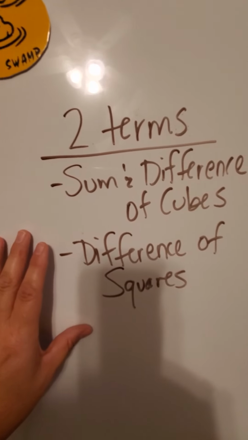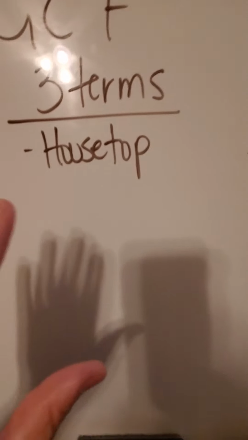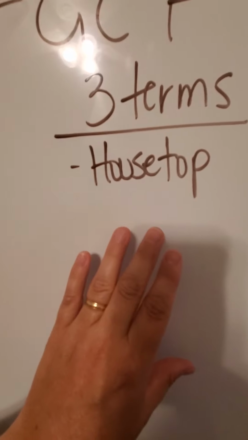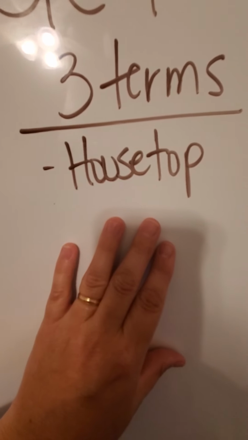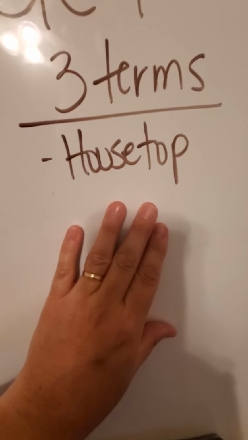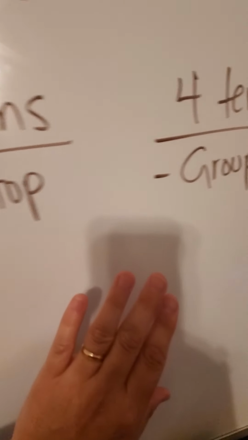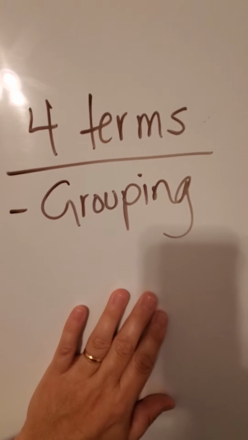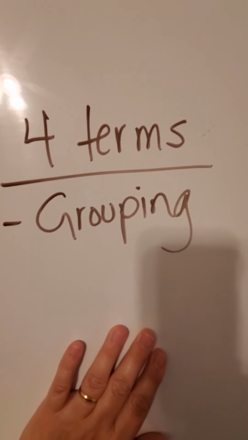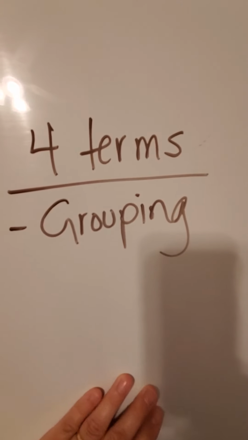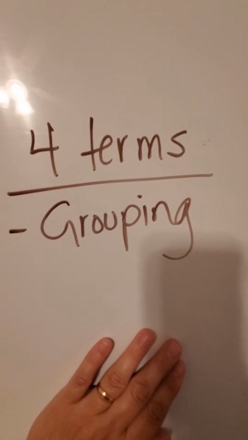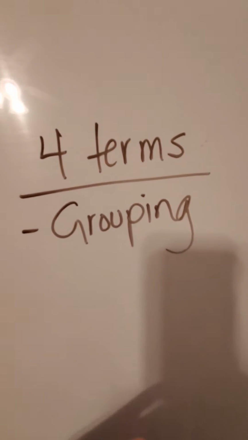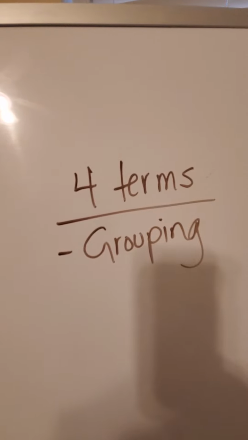Always start with GCF. If you have three terms, you're going to do housetop. I know that's a weird word, but I've made a video already on housetop. I'm going to share it with you shortly. And if it's four terms, you're usually going to look at grouping. Sometimes you might have to complete the square in order to factor. There's all kinds of really specific ones, but those are usually your go-to.